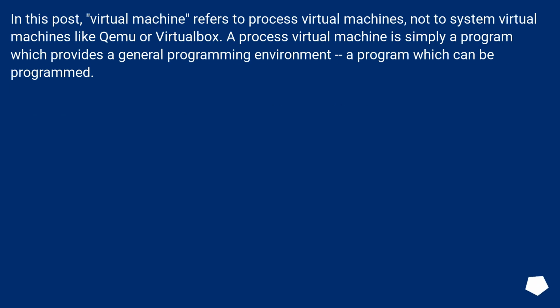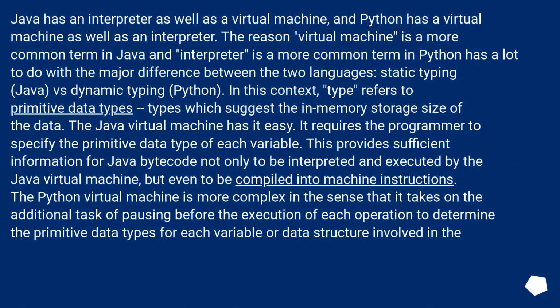In this post, virtual machine refers to process virtual machines, not to system virtual machines like QEMU or VirtualBox. A process virtual machine is simply a program which provides a general programming environment, a program which can be programmed. Java has an interpreter as well as a virtual machine, and Python has a virtual machine as well as an interpreter. The reason virtual machine is a more common term in Java and interpreter is a more common term in Python has a lot to do with the major difference between the two languages: static typing, Java, versus dynamic typing, Python. In this context, type refers to primitive data types, types which suggest the in-memory storage size of the data.